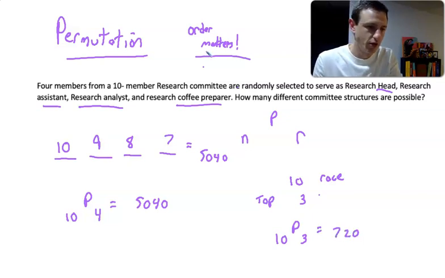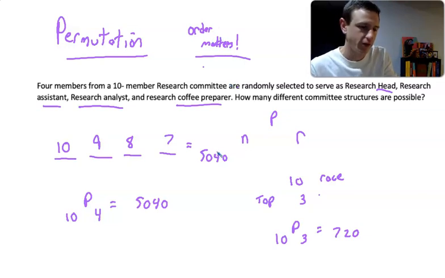So permutation, order matters when we're pulling groups of people from a bigger group. So here we wanted to pull 4 people from a group of 10. So that's a permutation. Or you could use this multiplication rule of counting, and you could have done the same thing for this other example I just made. 10 people run a race, top 3, 10 times 9 times 8 is going to give you 720.